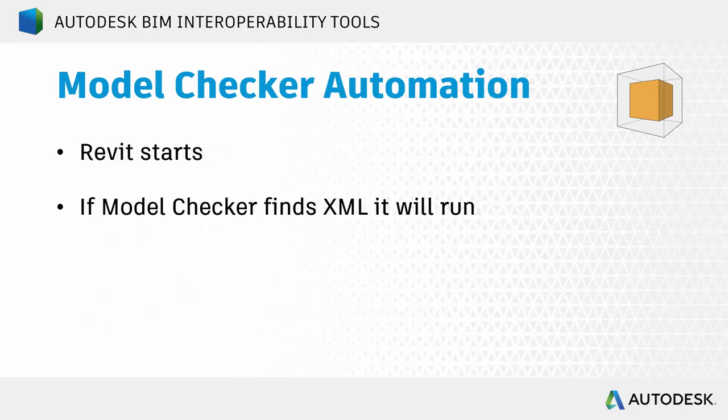So in terms of how automation works, it is really simple. Revit starts, and then the model checker looks for a specific folder on your hard drive that's predefined, and if it finds a properly configured XML file in there, then the model checker automation is going to open up, and it's going to run checks on the configured files in that XML before anything else happens inside of Revit. So in theory, it should be pretty straightforward to use the Windows Task Scheduler, because all you need to do then is tell Task Scheduler to run Revit.